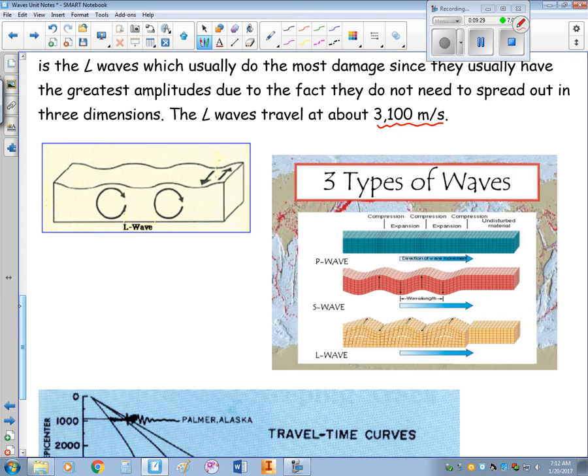So again, here we have a graphic depicting the three types of waves. We have the compression waves traveling back and forth, the transverse waves, and then the longitudinal waves, which rotate a little bit as they travel.